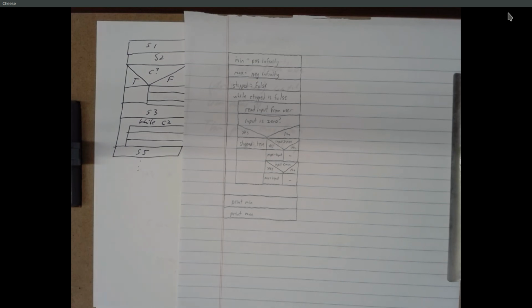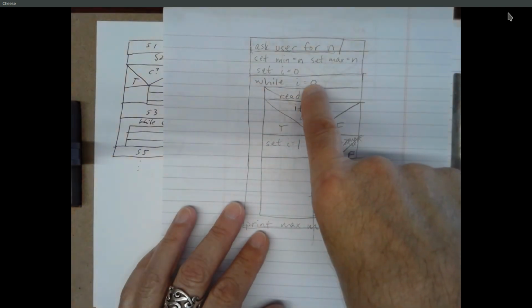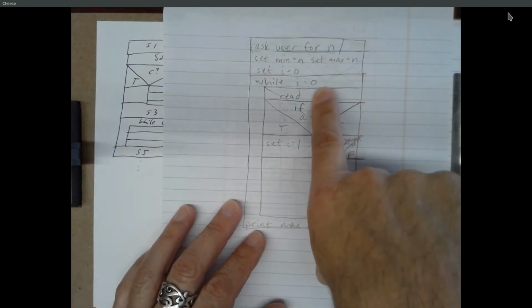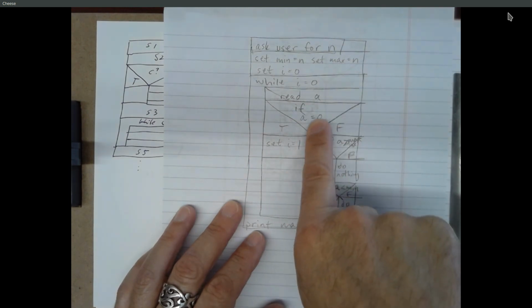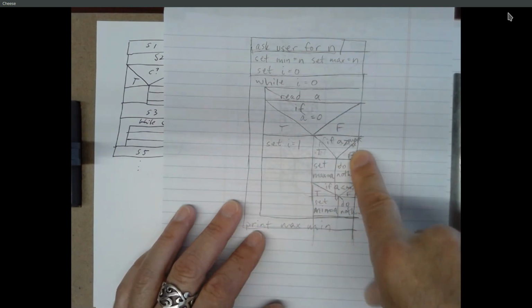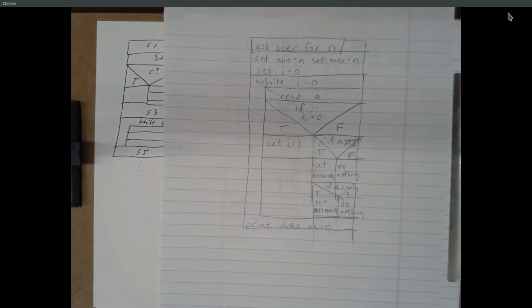So different approaches. Here's one other one. We started off with I equal to 0, and this whole while loop is while I is 0. Read A. If A is 0, set the flag. Otherwise, do the max and the min adjustment. Same thing we just saw.